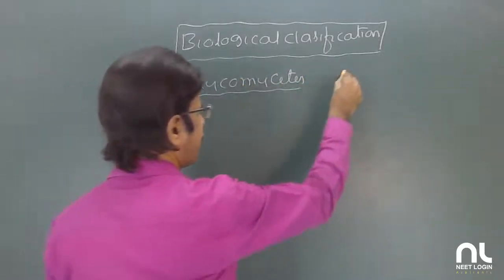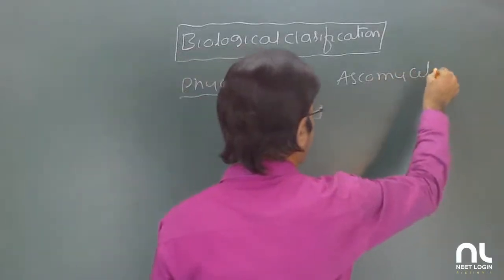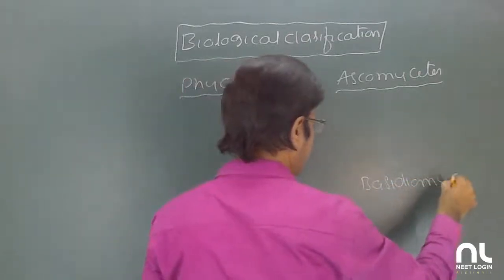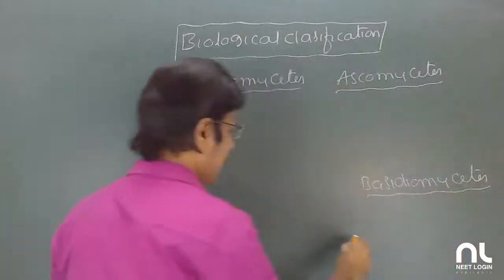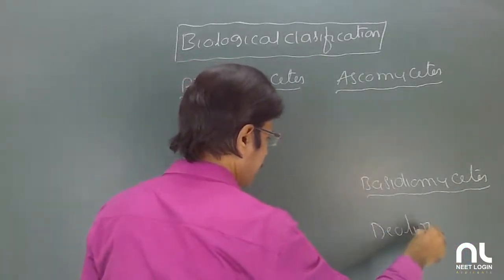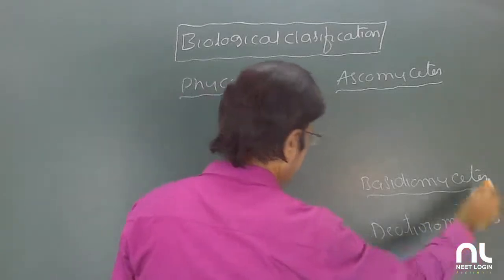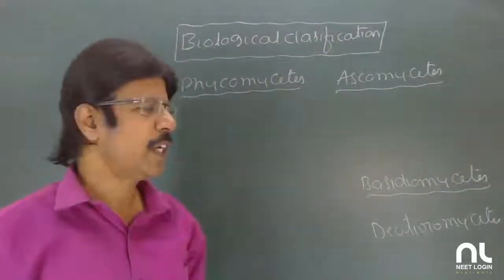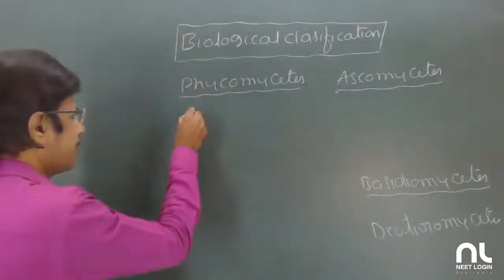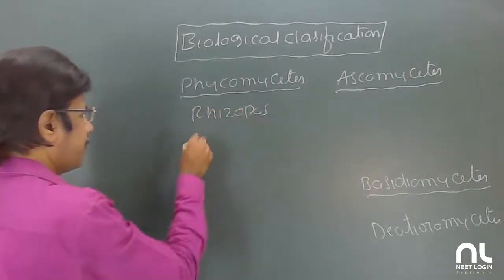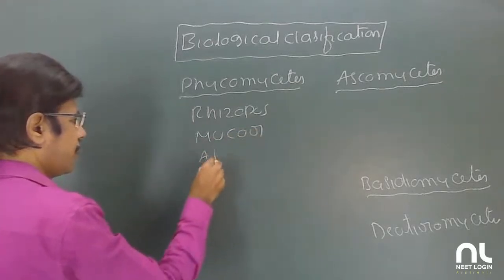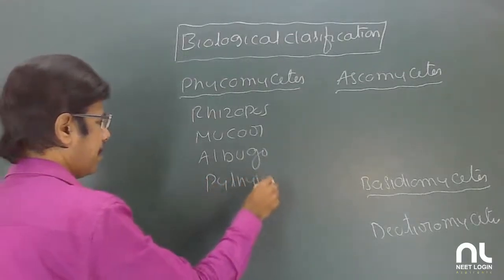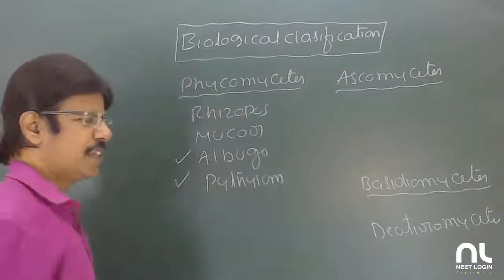Phycomycetes, Ascomycetes, Basidiomycetes, and Deuteromycetes. There is a gradual reduction of sexuality from Phycomycetes to Deuteromycetes. In this, Rhizopus, Mucor, Albugo, and Pythium. These two are additionally important.